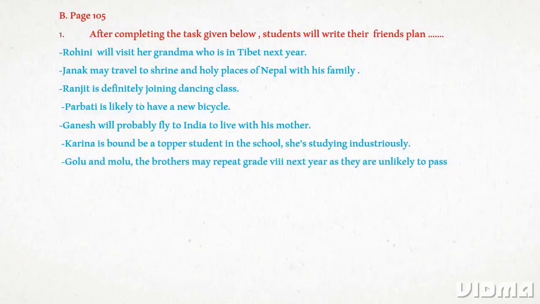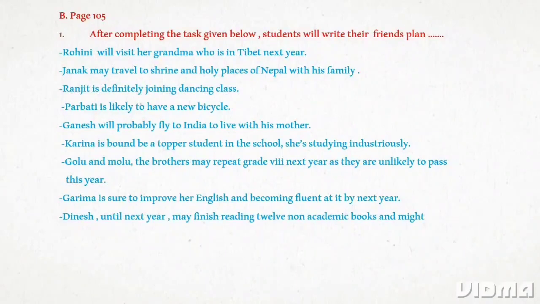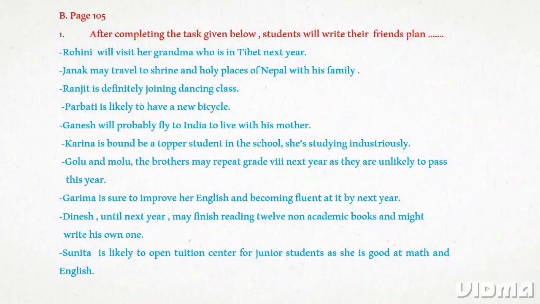Golu and Molu, the brothers, may repeat grade 8 next year as they are unlikely to pass this year. Garima is sure to improve her English and become fluent in English by next year. Dinesh, until next year, may finish reading 12 non-academic books and might write his own one. Sunita is likely to open a tuition center for junior students next year as she is good at math and English.